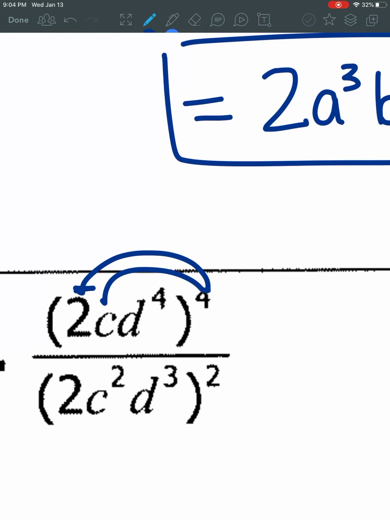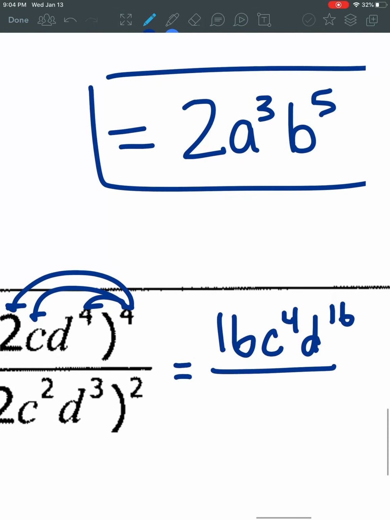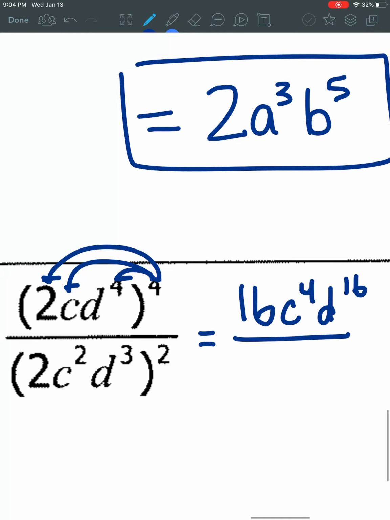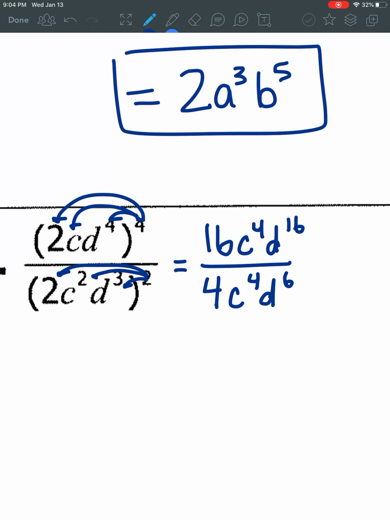And last one, we're going to distribute this 4 on the top to everything inside the parentheses. So we get 2 to the 4th. 2 to the 4th power is 16. And then we get c to the 4th, d to the 16th, since we multiply. And then the 2 is touching that parentheses, so it goes to the 2, the c squared, and the d cubed. So 2 squared is 4. We get c to the 4th and d to the 6th.